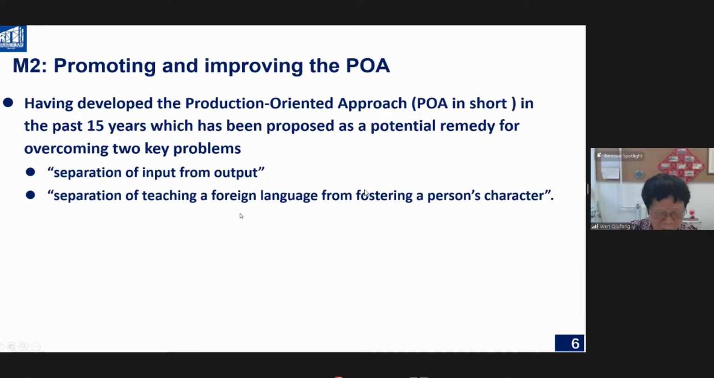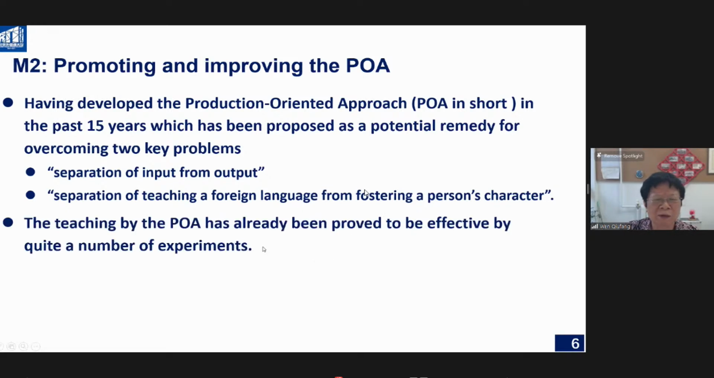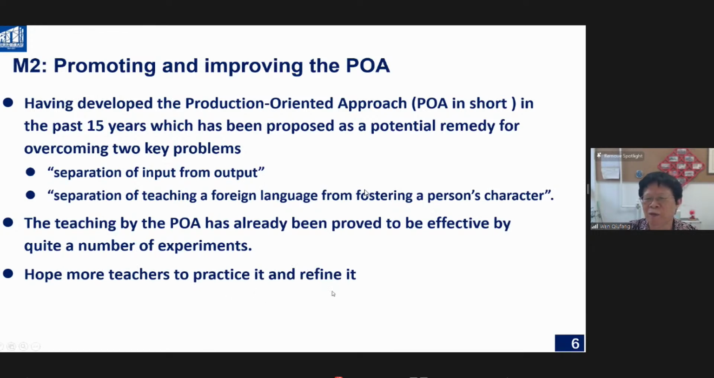The second problem is the separation of teaching a foreign language from fostering a person's character. That means the teachers pay only attention to linguistic knowledge and language skills without attention paid to a student's all-round development. Now, the teaching by the POA has already been proved to be effective by quite a number of experiments. Now, we hope more teachers in China to practice this new approach and refine it.